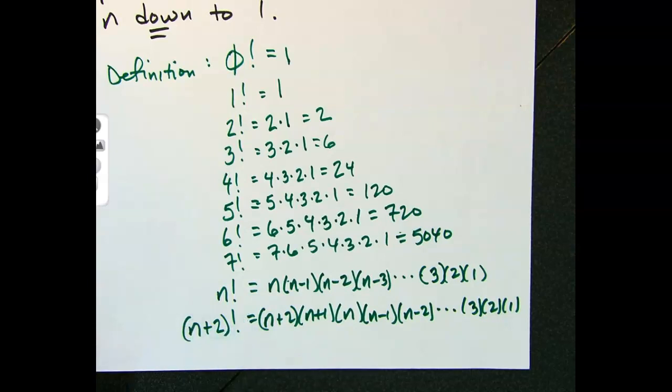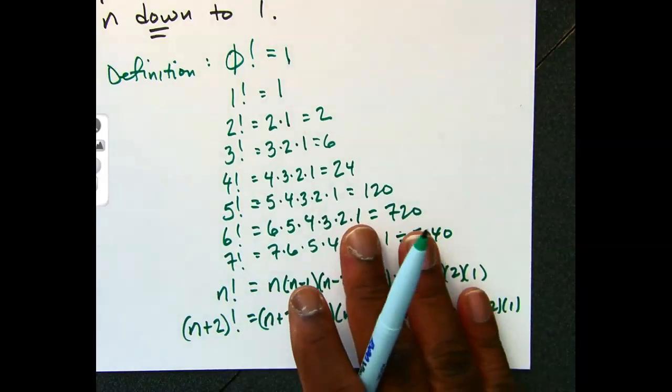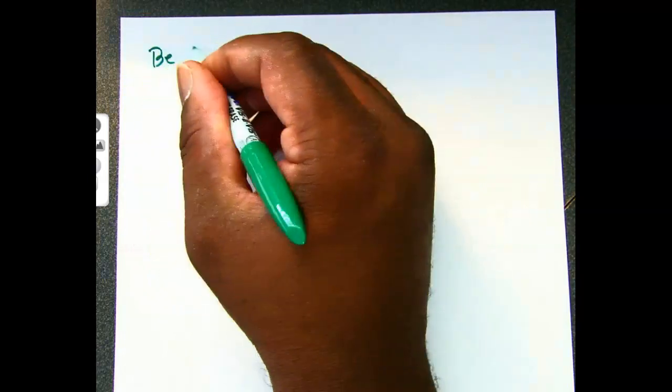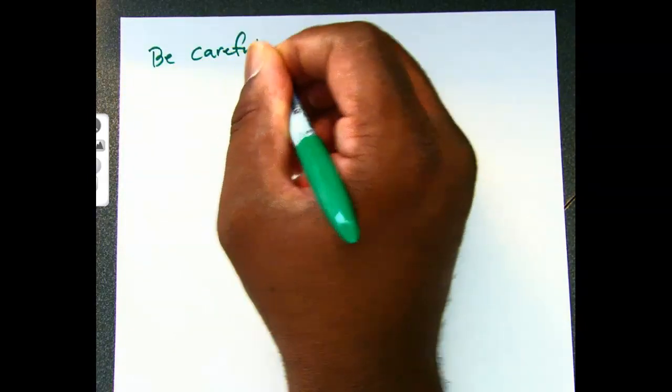Okay. So what's really important for us, especially when you get to calculus, is being able to manipulate these factorials both explicitly and implicitly as well. All right, so a couple of things we need to keep in mind with the factorials. We have to be careful with grouping.